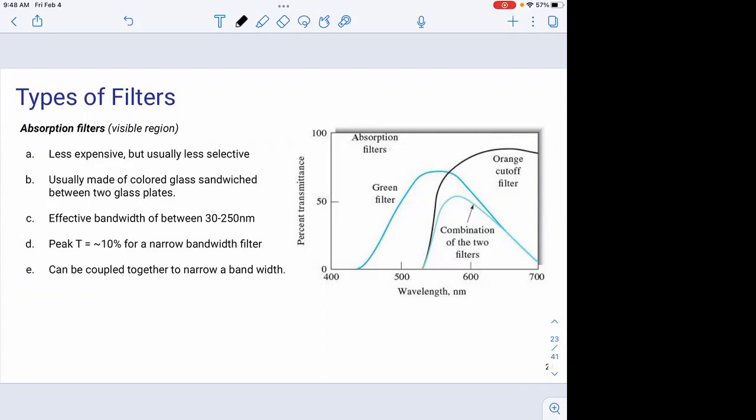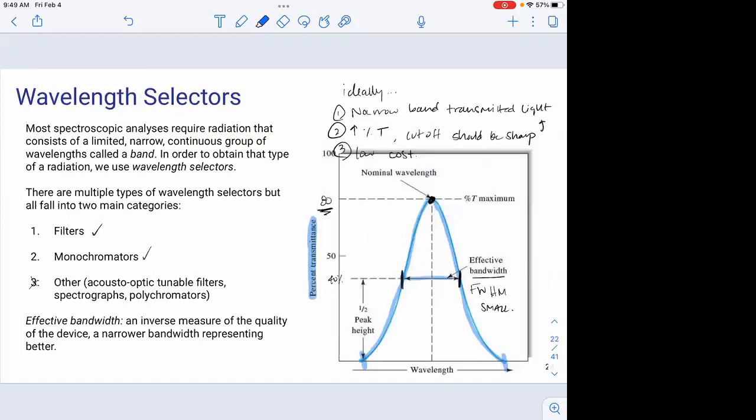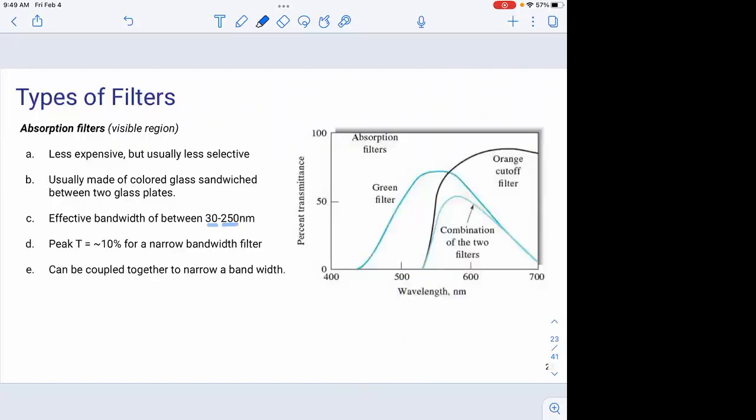So these are useful in the visible range of electromagnetic radiation. They're less expensive. That checks the box for 0.3 on the previous slide, but they're usually less selective. So they have large full width, half max effective bandwidths. In general, they're made of a colored glass sandwiched between two glass plates. They have effective bandwidths between 30 and 250 nanometers. So this distance is between 30 and 250 nanometers. That's a pretty wide range to be considered a filter of any sort.